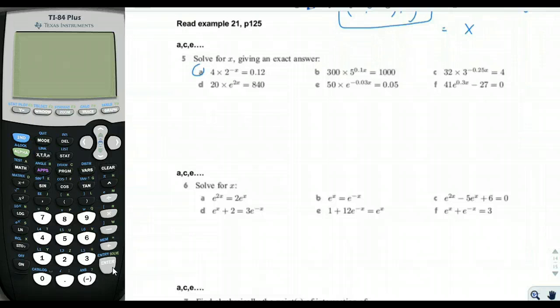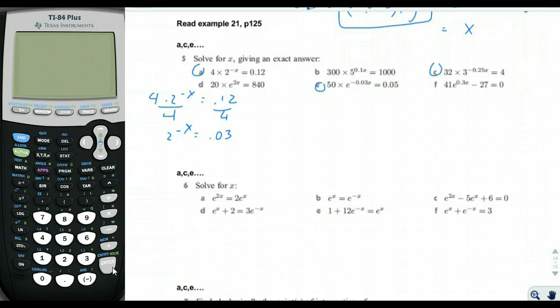Now we're going to do ACE. Solve for x giving an exact answer. So, 4 times 2 to the minus x is equal to 0.12. First thing we can do is we could divide both sides by 4. And then we get 2 to the minus x is equal to 0.12 divided by 4 is 0.03.